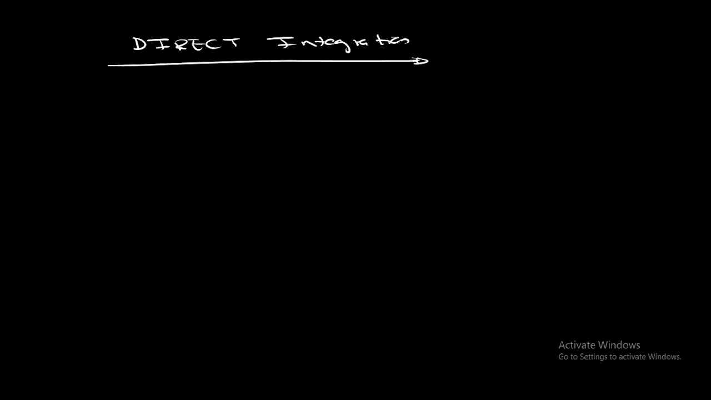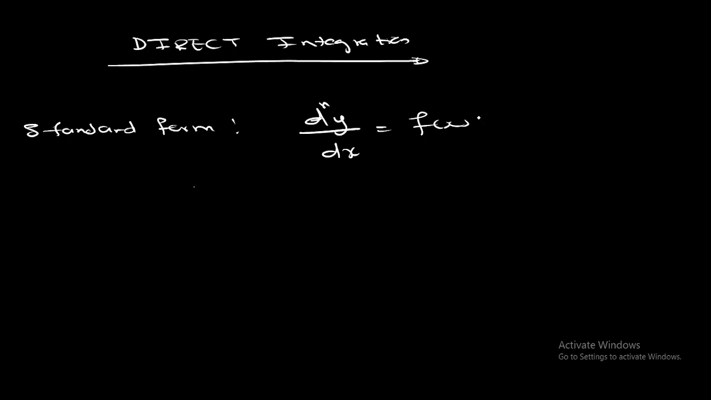The first thing that we need to do is to go through the theory of direct integration. What do we need to know? We need to know the standard form of direct integration. We have our standard form, which is given by dy over dx to the exponent n, which is equal to f of x. This is the standard form of direct integration, and you must know that our f of x is actually a function of one variable.